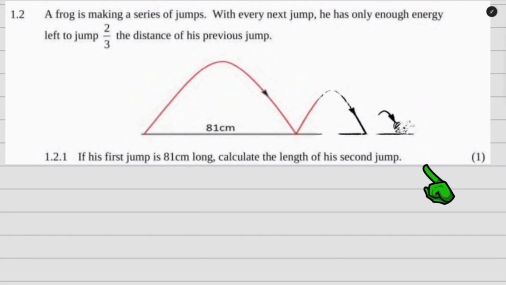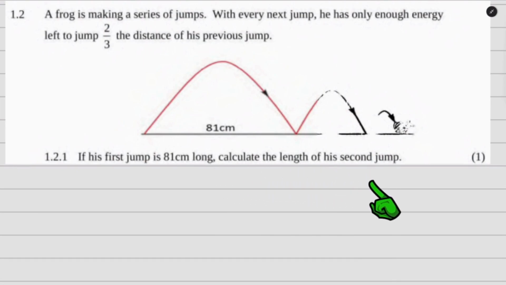Question 1.2, we've got a little frog hopping. And with every jump, he can only make 2/3 of the distance of his previous jump. Cool. So our frog is over there, he did 3 bounces. And if his first jump is 81 centimeters long, calculate his second jump.